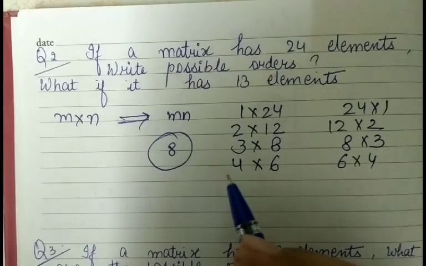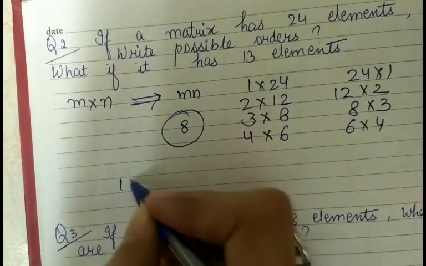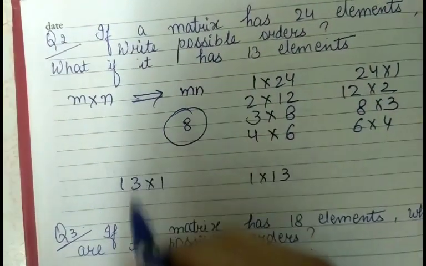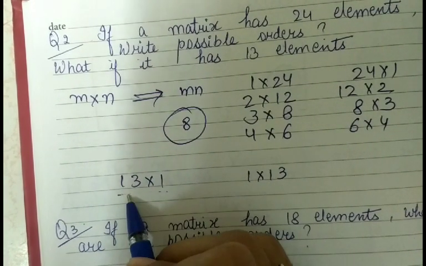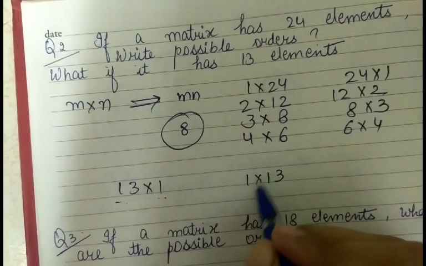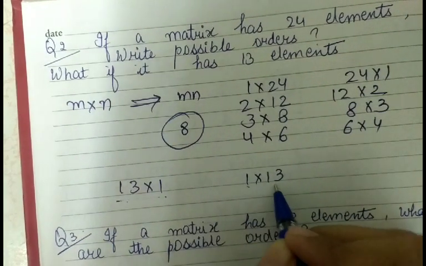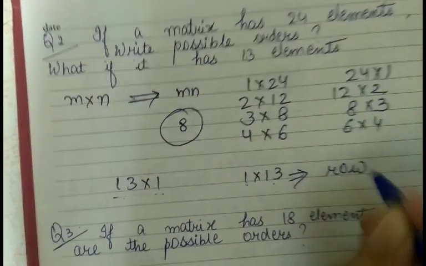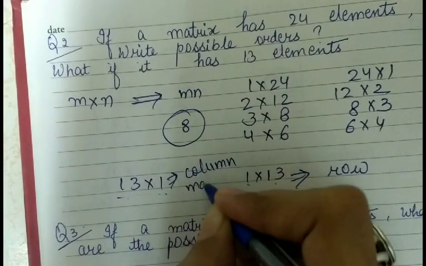Next, what if it has 13 elements? Now 13 is a prime number. We cannot factorize it. So only possible pair is either 13 into 1 or 1 into 13. One more thing, when we are writing 13 into 1, means there are 13 rows and only 1 column. Then when I am writing 1 into 13, means there is only 1 row and 13 columns. This type of matrix will be called a row matrix, and this type of matrix will be called a column matrix.